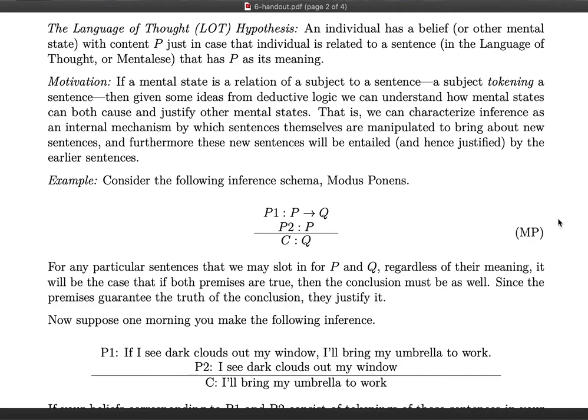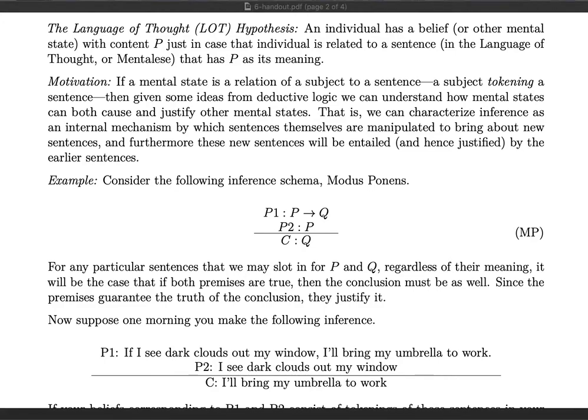Okay, so if the language of thought hypothesis is true, if mental states involve subjects tokening sentences, then, given some ideas from deductive logic, which I'll review in a second, we can easily understand how mental states can both cause and justify other mental states. Okay, so in the first video, we talked about how inference was an important kind of mental action. And what the language of thought hypothesis can do is explain how the action of inference has a suitable psychological explanation, i.e., it can explain how the inferences we make, the transitions in our thought, are rational, how they're caused and justified by other mental states.